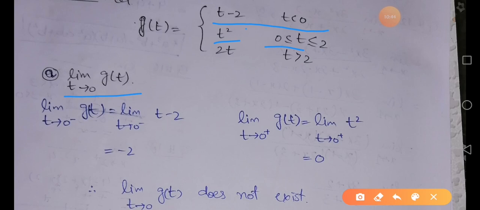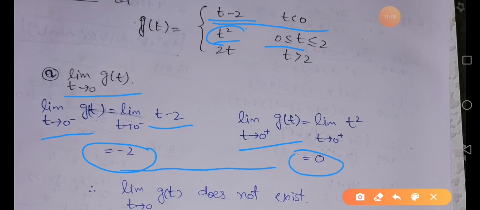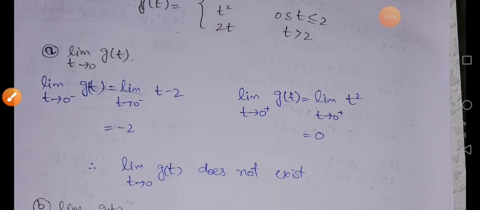Whenever we have a piecewise defined function and we are going to find the limit at some point, it is always necessary to check whether we have the same definition on the left and right-hand side of the number or different definitions. So for limit t approaches 0 from the left-hand side, we are using the expression t minus 2, so we will get minus 2 as an answer. For limit t approaches 0 from the right-hand side, the definition will be t square, so 0 will be the answer. As the left-hand limit is not equal to the right-hand limit, the two-sided limit does not exist in this case.